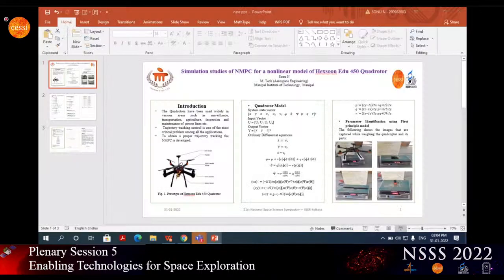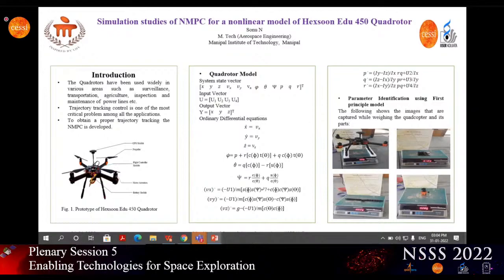The title of my seminar today is Simulation Studies of NMPC for a Non-Linear Model of Hexoon EDU 450 quadrotor. First is the introduction. Nowadays, quadrotors have been used widely in various areas such as surveillance, transportation, agriculture, and inspection and maintenance of the power lines. Whenever we go for these kinds of applications, trajectory tracking control is one of the most critical problems. In order to obtain proper trajectory tracking, NMPC is being developed.